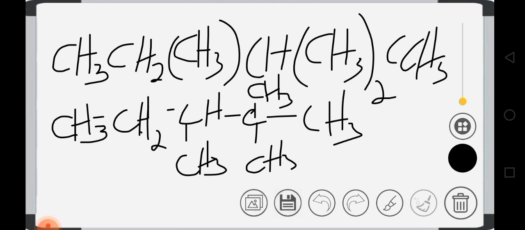And the parent chain is, let's see, 1, 2, 3, 4, 5. 1, 2, 3, 4, 5. So the parent name is 5 carbons.